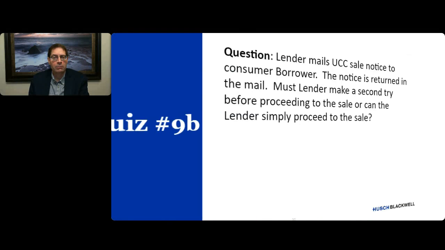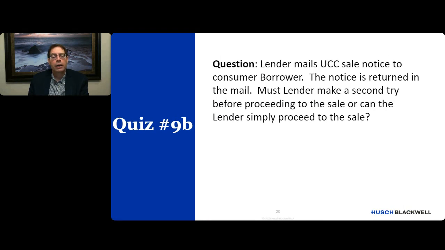All right, so same case. In this situation, the lender mailed a UCC notice to the borrower, and this is a pre-sale notice. And then, let me back up. This is the Missouri Supreme Court. They get talking about the pre-sale notice. The notice is returned in the mail. So you send it out to the last known address, but then guess what? It comes back, and the person is no longer living at the address.